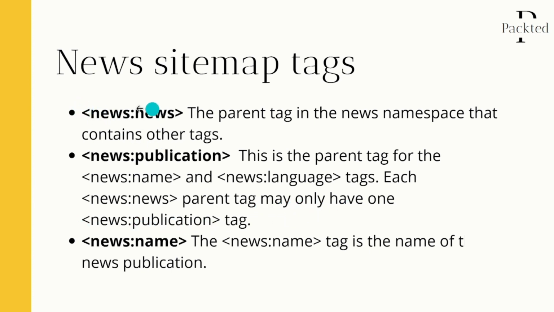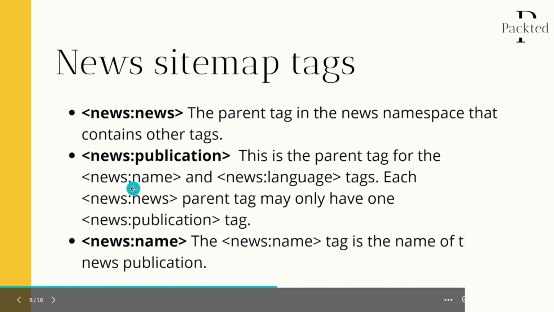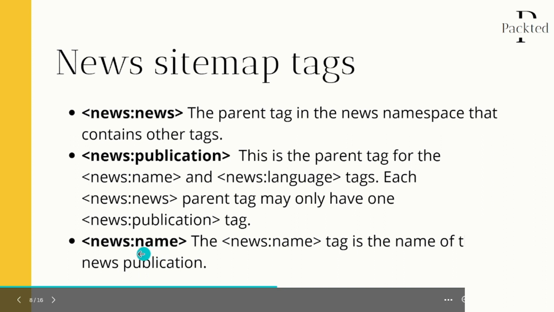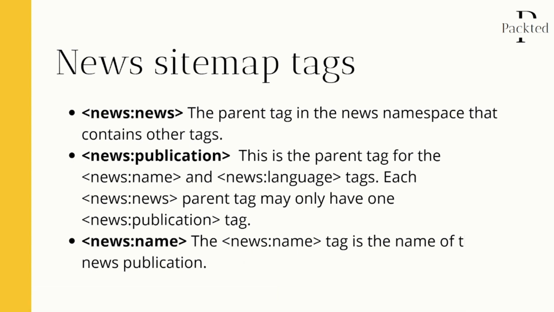So if you are declaring a news tag, then it should only have one news publication tag, and it will include two different tags, which are the news name and the news language. Next we are talking about is the news name. The news name, like we have talked before, is the name of the news publication. So if we are talking about New York Times, then it is New York Times. This is the name of the news publication.